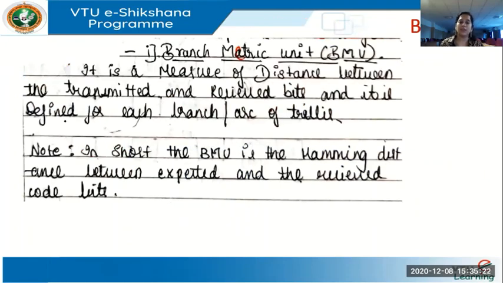So branch metric unit, as I told you, is a measure of distance between the transmitted and received bits, and it is defined for each branch or arc in the trellis. In short, BMU is the Hamming distance between the expected and the received code bits.